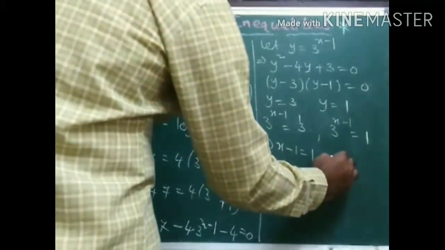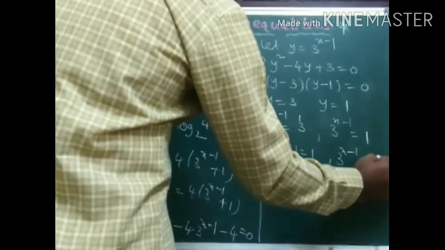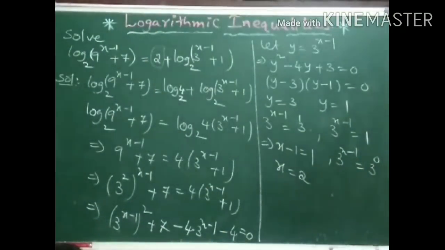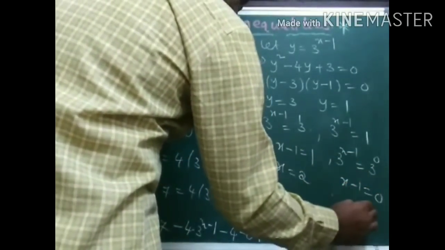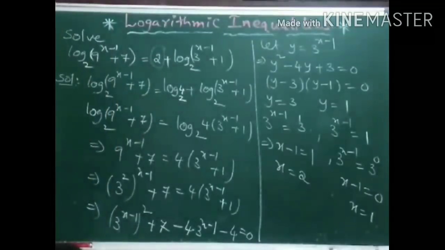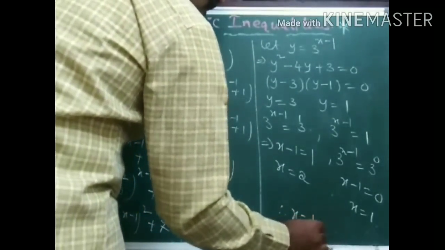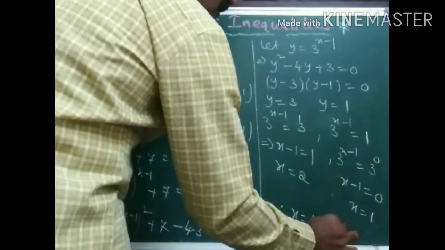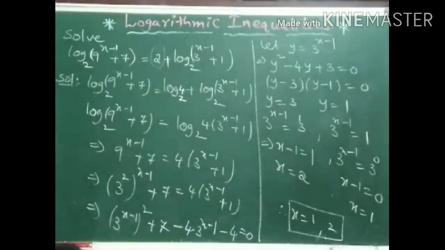And similarly here, 3 to the power of x minus 1 is equal to 1, I can express as base 3 to the power of 0. Okay, now on equating, x minus 1 is equal to 0. So from this we got x is equal to 1. So finally the values of x are x is equal to 1, 2. For these values of x, when it is 1 and 2, the given equation is true.